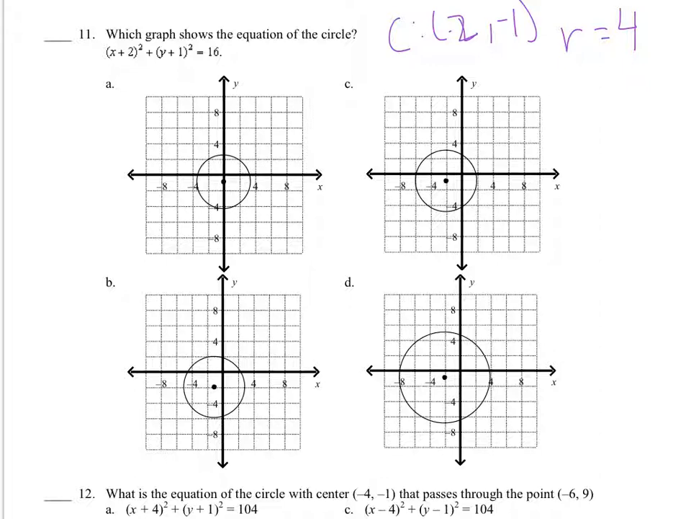So first I'm going to figure out which one has the center negative 2, and I'm counting by 2s and down 1. This one has negative 2, this one has negative 2, down 1. So these two do not, so I know for sure it's not these. So I want to figure out which one has my radius of 4. So I have 2, 4, 6, no. 2, 4, yes, C.